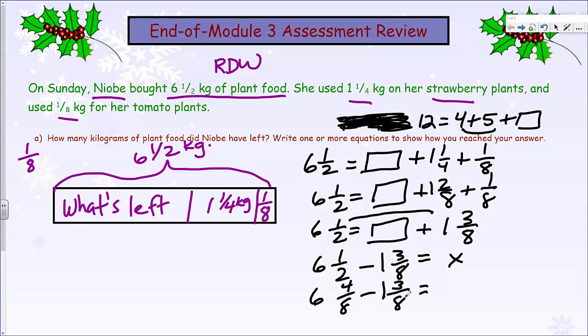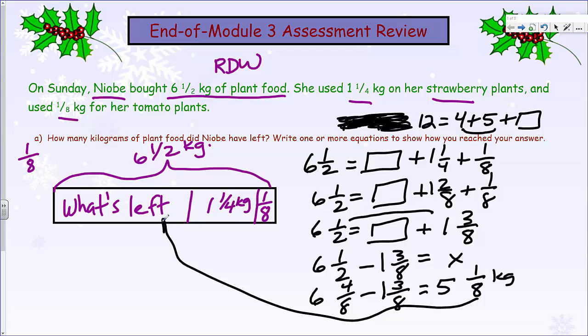Now I go ahead and move on. Fortunately, this numerator is larger than that one, so there's no problem. So I basically take 6 minus 1, which is 5. And then I take 4 minus 3, which is, of course, 1. So I'm left with 5 1/8 kilograms. That is the amount that I actually have left. I know, isn't that wonderful? I love it when problems just work out so nicely like that. And so that means I need to go to the next page.